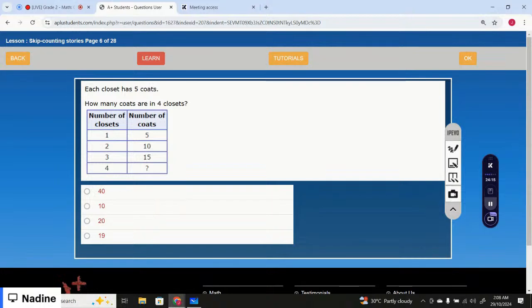Each closet has five coats. How many coats are in four closets? The correct option is 20 coats. Option number 3 is the correct option, right? That is 20.